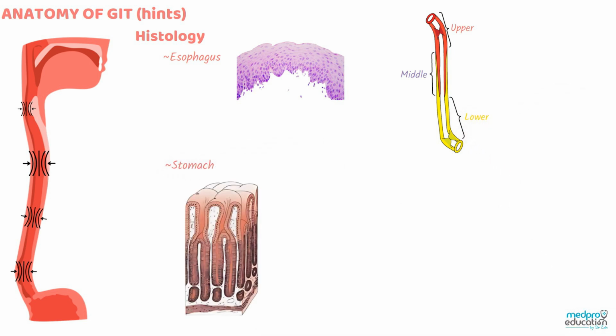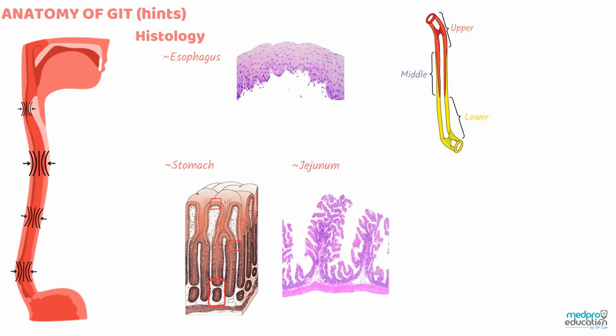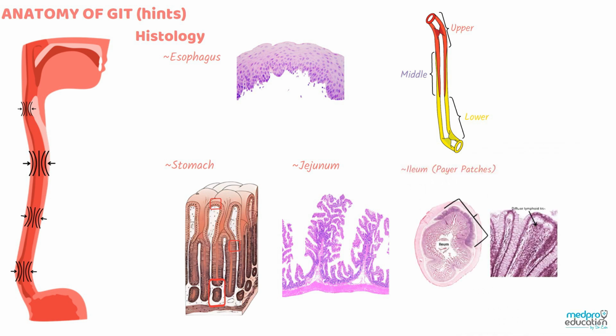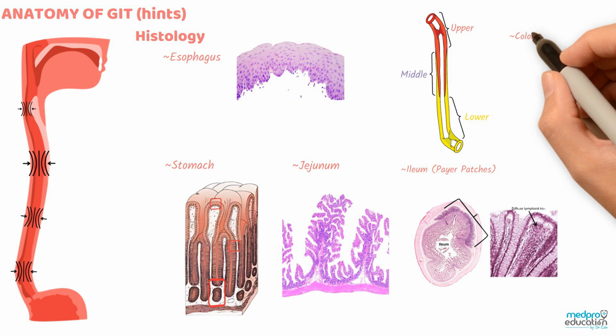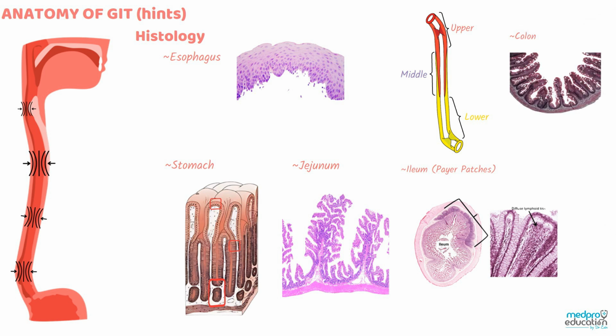Stomach has simple columnar epithelium, gastric pits and glands, parietal and chief cells. Jejunum has abundant villi and plicae circulares, and no Brunner's glands. Ileum is important for immunity, and has Peyer's patches in the lamina propria. Colon has abundant goblet cells, no villi.